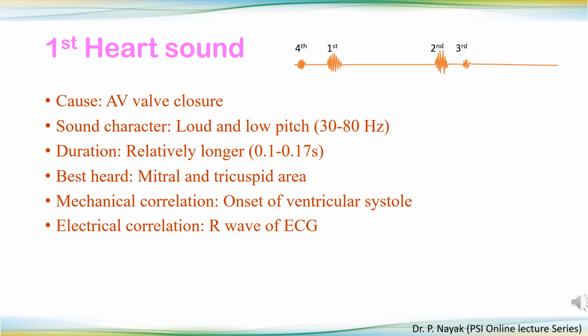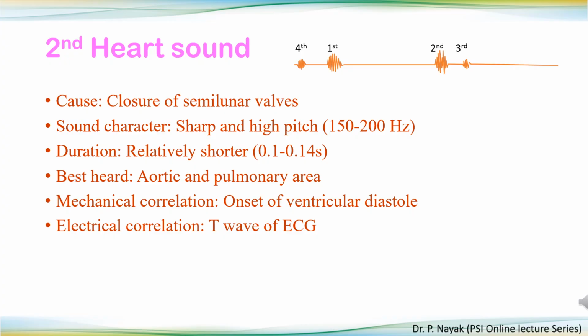First heart sound. Cause, AV valve closure. Sound character, loud and low pitch, 30 to 80 Hz. Duration, relatively longer, 0.1-0.17 s. Best heard, mitral and tricuspid area. Mechanical correlation, onset of ventricular systole. Electrical correlation, R wave of ECG.